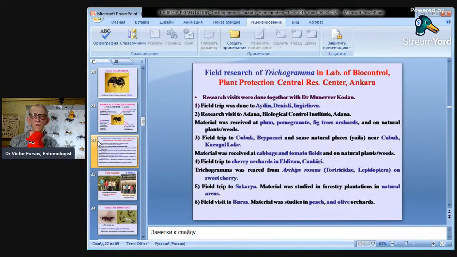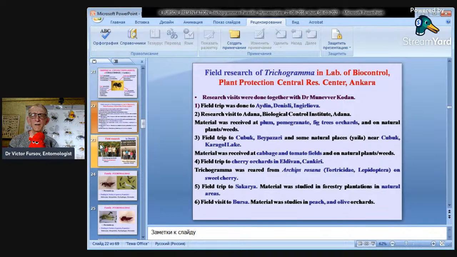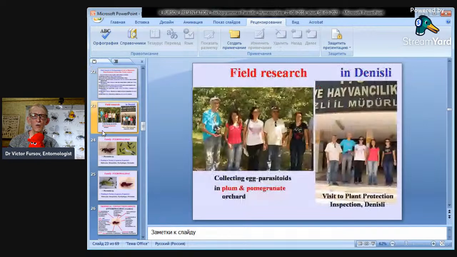Some material was also studied in the biocontrol laboratory at the plant research center in Ankara. We also did field research in different areas near Ankara and other areas, like Adana, at the Biological Control Institute. This is in the south of the Turkish Republic. And Sakarya, which is west of Ankara. Here, for instance, we're collecting material near Adana, and this material was collected near Incirliova city. Here I am meeting with some colleagues from the plant protection inspection in Incirliova and in Denizli, in the west part of the Turkish Republic.